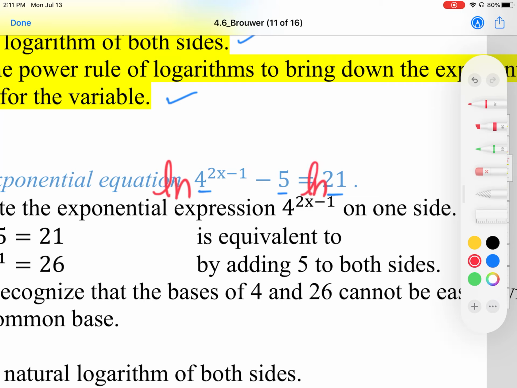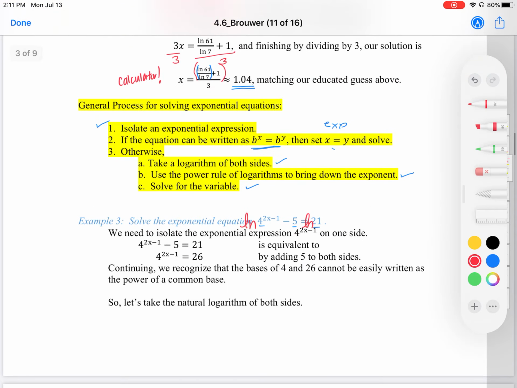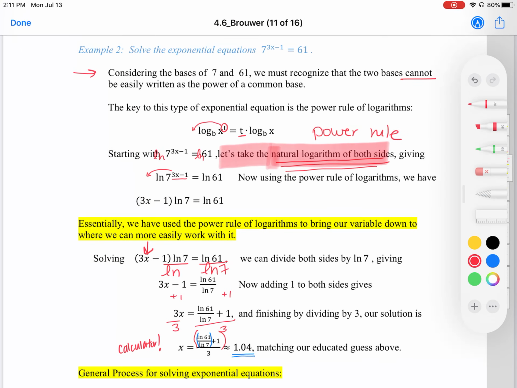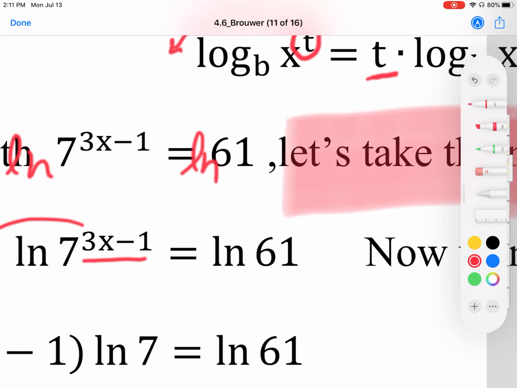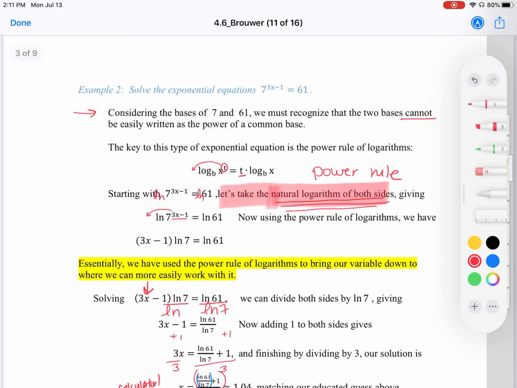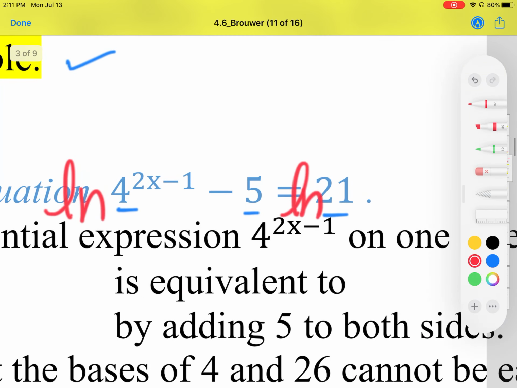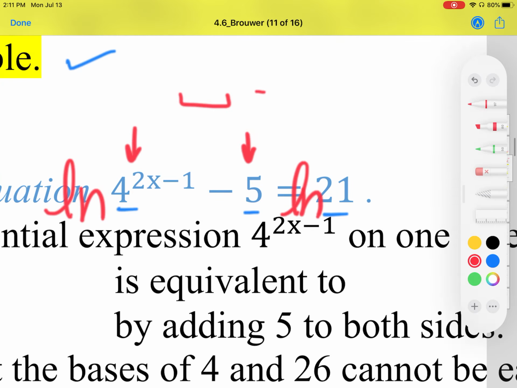Actually, we can't. Why do you think this isn't the case? On our previous problem, do you see how we had just one term equal to another term? We had 7 and 61. They were each one term. Here, we don't have just one term, do we? We have two terms on one side of our equation. So we see that we have to do a bit more work. We want one term equal to another term so that we can take the ln of both sides.